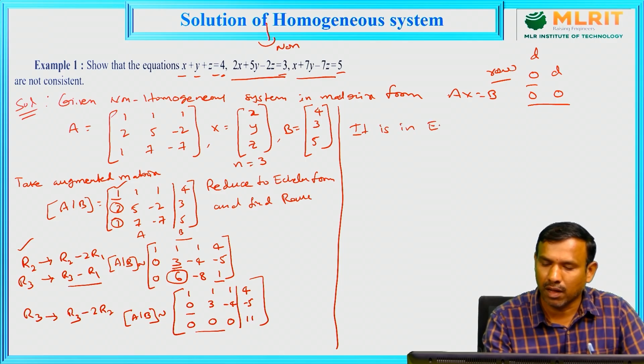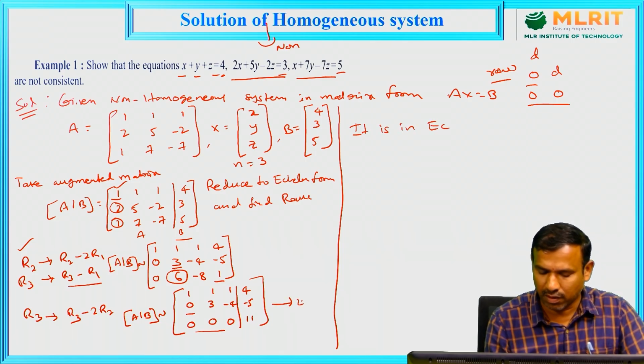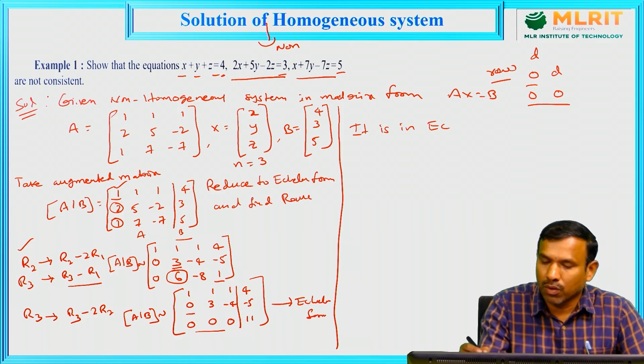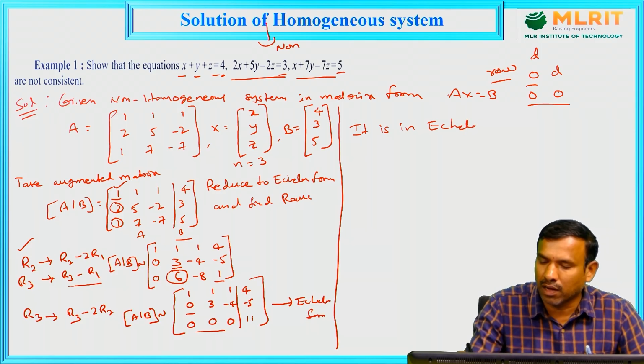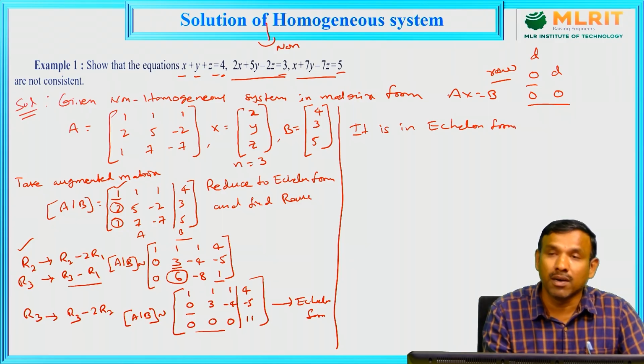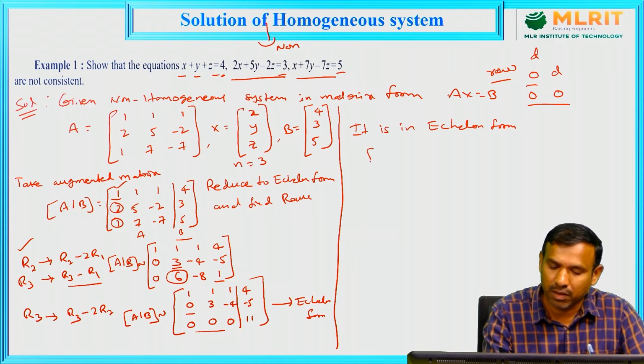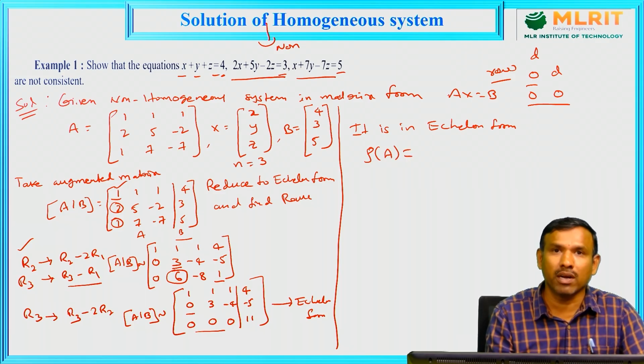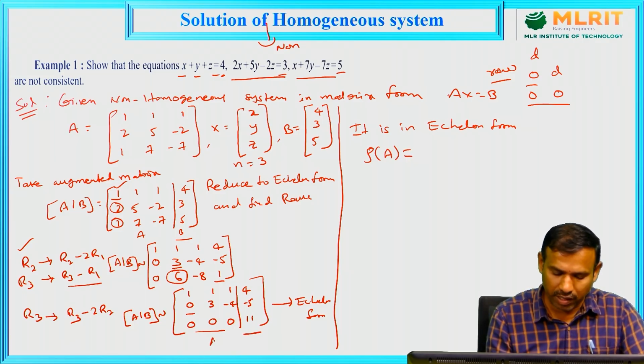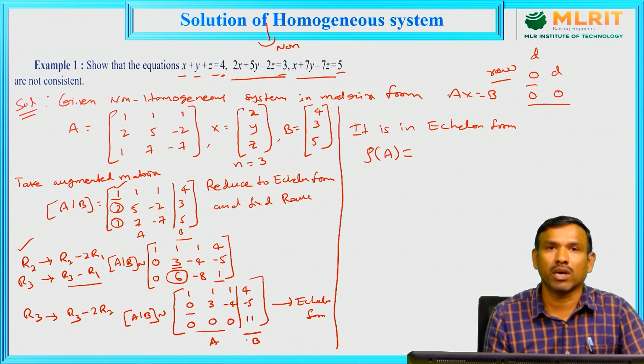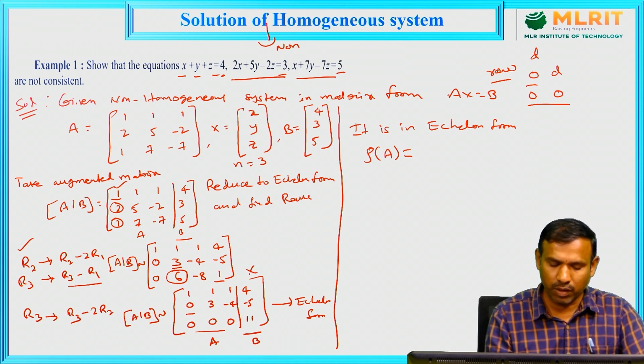It is in echelon form, the final one. Since it is in echelon form, we can decide the rank of matrix A and the rank of matrix A|B. First of all, what is the rank of A? Rank of A means don't consider the last column. Till here it is A, till here it is B. Don't consider this last column. Then you will get the rank of A.